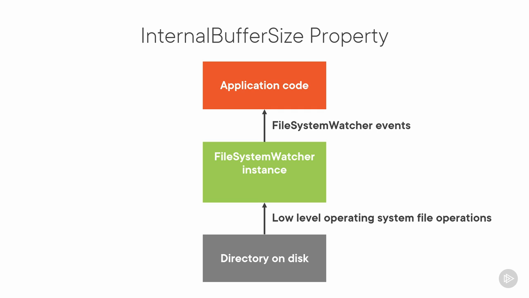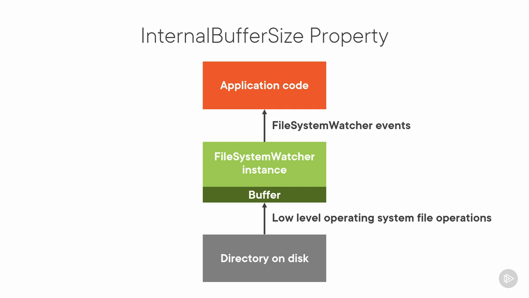Internally, the File System Watcher makes use of a buffer. When file or directory operations are detected by the File System Watcher instance, they go into this buffer, and then the File System Watcher raises its events. The purpose of this buffer is to allow the File System Watcher enough time to raise its events, even if we have a lot of operations happening on disk.